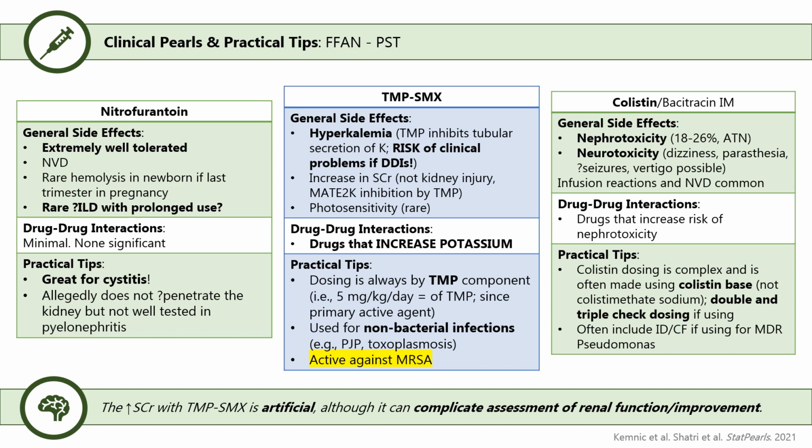Trimethoprim sulfamethoxazole has several key adverse effects that every clinician needs to know about. Importantly, the trimethoprim component, the most important component, is known to interfere with tubular secretion of both serum creatinine and serum potassium. This is done through MATE2K inhibition, a transporter on the proximal convoluted tubule.